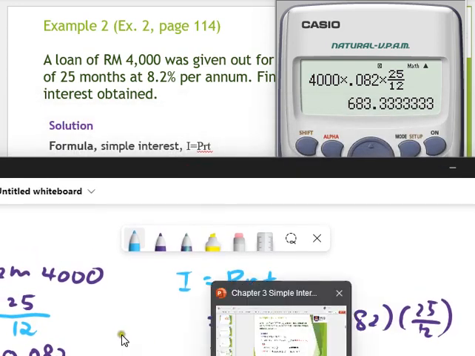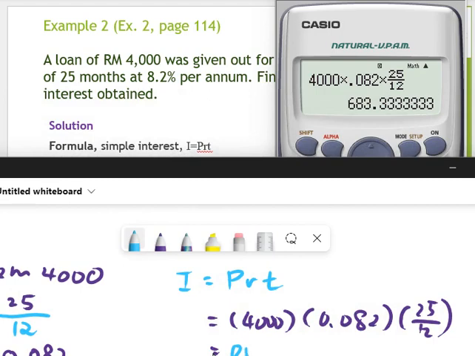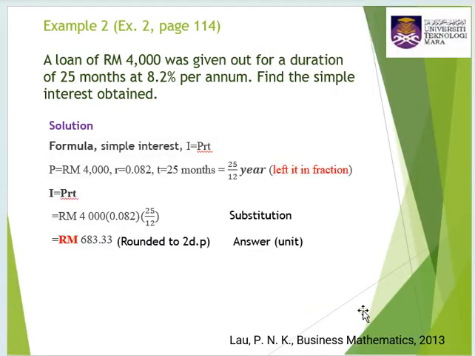That is the RM before you get the answer in two decimal places because of the cents. So on the slides, we have already stated the full answers for your review.